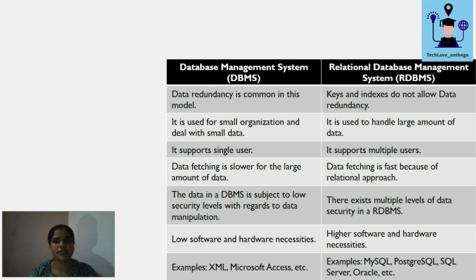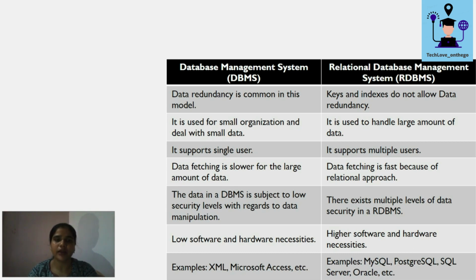In DBMS, data redundancy is very common, but in RDBMS, we can handle data redundancy to a level, not completely, but to a level with the help of keys and indexes. DBMS is used for small organizations and deals with small data, but RDBMS can deal with large data, so it can be used by big organizations as well. DBMS supports single-user access, but RDBMS supports multi-user access as well. In DBMS, data fetching is slower for a large amount of data, but RDBMS can handle a large amount of data, so data fetching is easier in RDBMS.